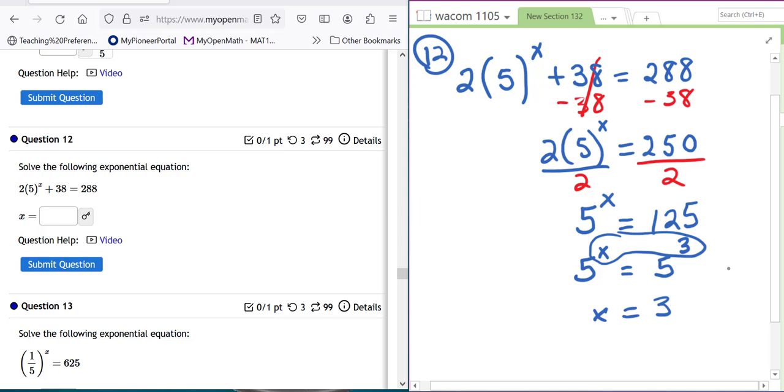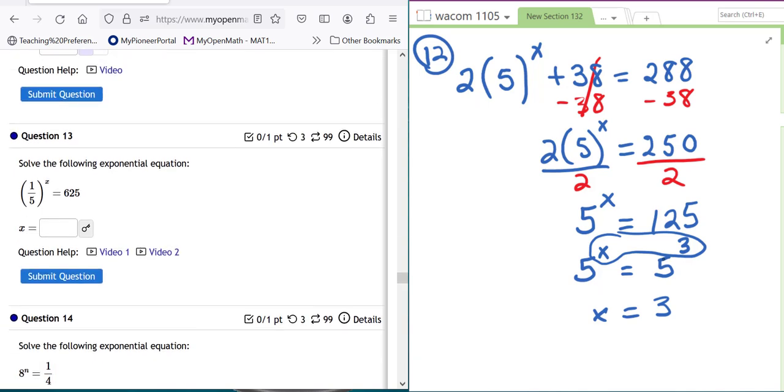So it's done. Even though it looked really hard at the beginning, remember, isolate your piece that's to the power, and then you can drop those bases, and you're good. So these are actually nice problems. All right, let's see.